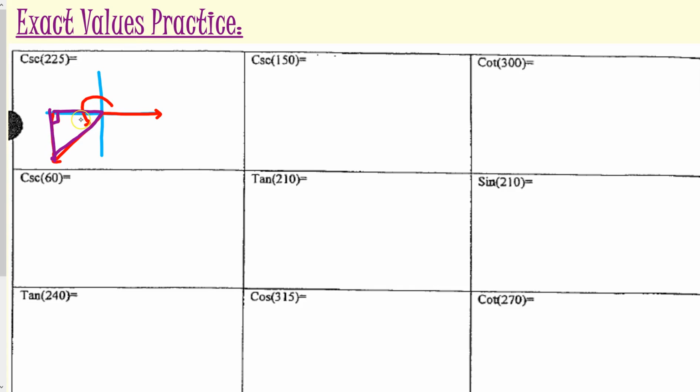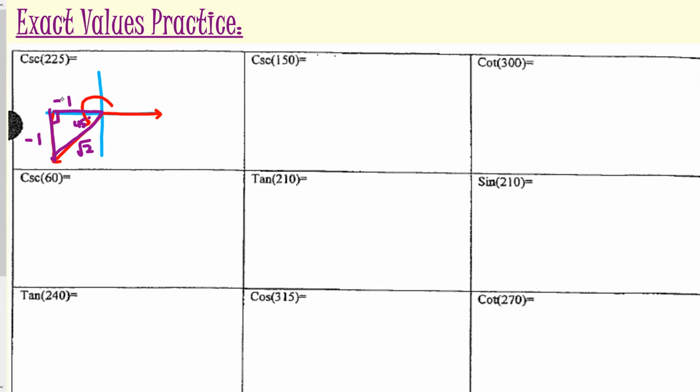Now inside the triangle is a 45-degree angle, because if we went 225, we went 180 plus 45. So we have here a 45, 45, 90 triangle, and a 45, 45, 90 triangle has sides in the ratio 1, 1, square root 2. Now if you go down, it's the negative direction, so I put a negative. And if you go left, it's the negative direction, so I put a negative.